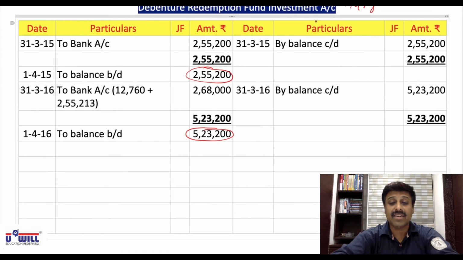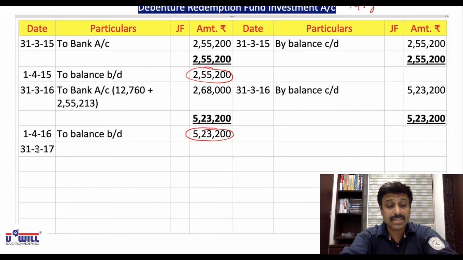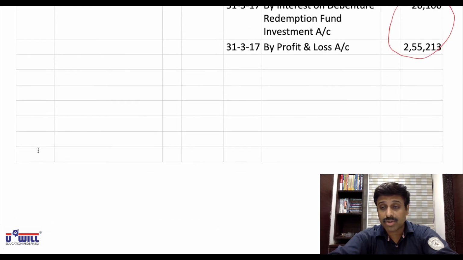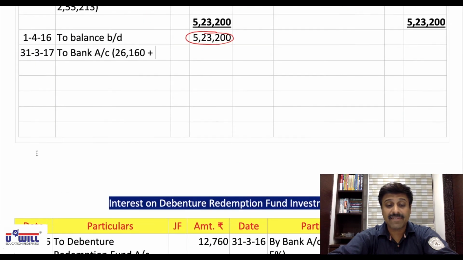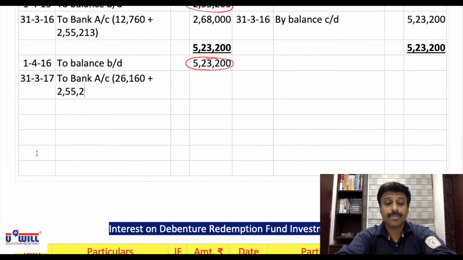So in sinking fund investment account debit side, the entry will be investment account debit to bank account. So 31,317 to bank account. Now we'll invest the total of which two amounts? 26160 plus 255,213. So now we are supposed to invest 281,373.